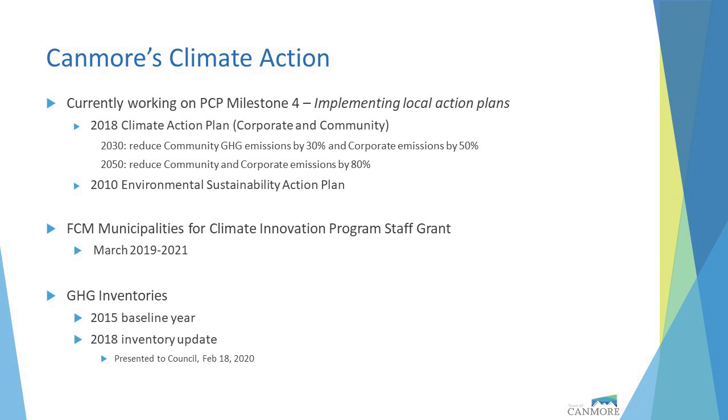From a climate perspective, we are currently on milestone 4 of the PCP program, implementing local action plans. In December of 2018, our council adopted our climate action plan that we're currently working on, and adopted 2030 and 2050 targets that you see up on this slide here. Prior to that, the document that was really guiding our climate work was our environmental sustainability action plan. It was more of a holistic document, but it had a specific chapter on climate and energy. All of this predates me.